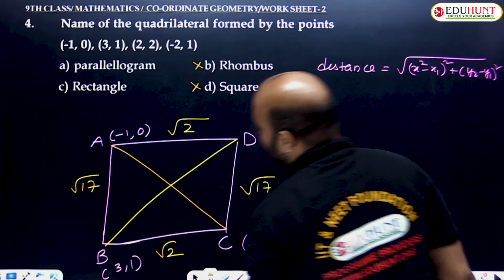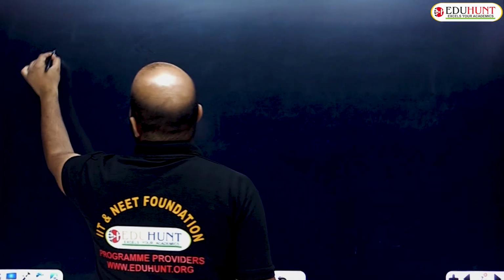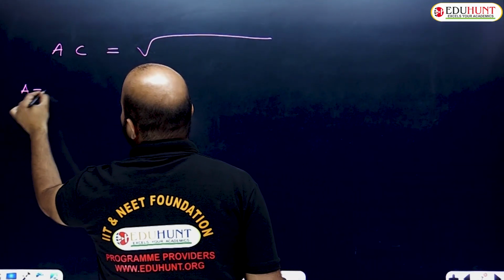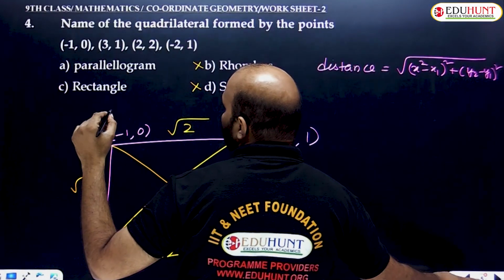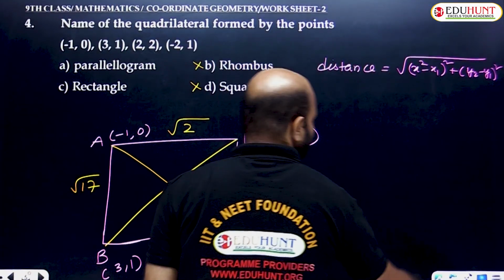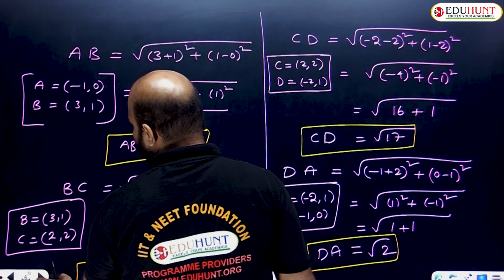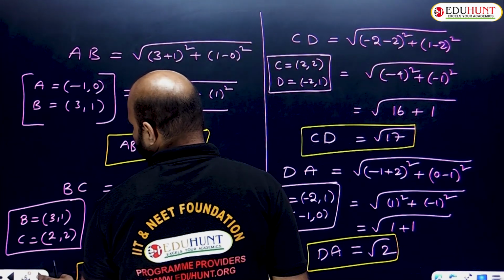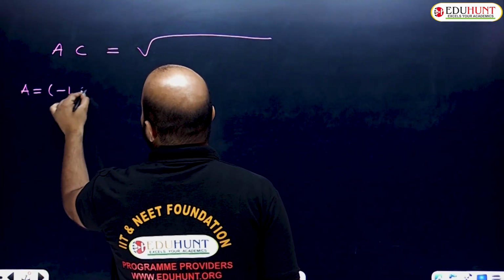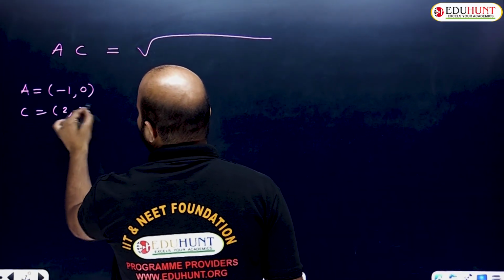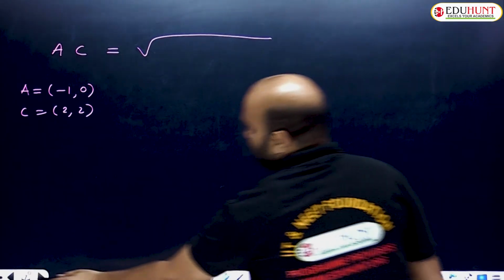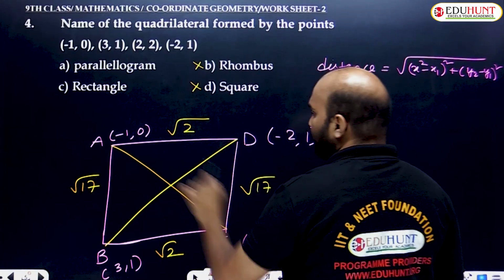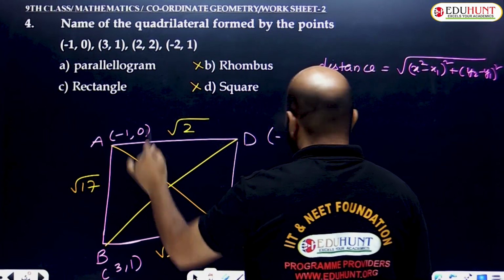So here what are the diagonals? AC and BD are diagonals. First we have to find AC by using the distance formula. What are the A coordinates? A is (-1, 0) and C is (2, 2). So we need to verify it. What am I given? A coordinates (-1, 0), C coordinates (2, 2). A and C is a diagonal.